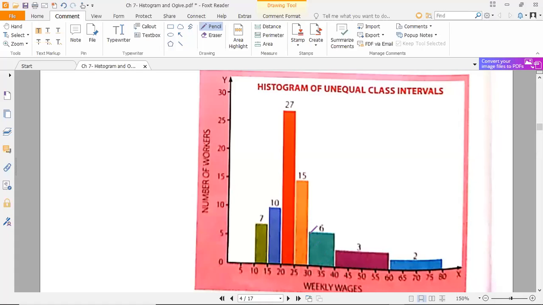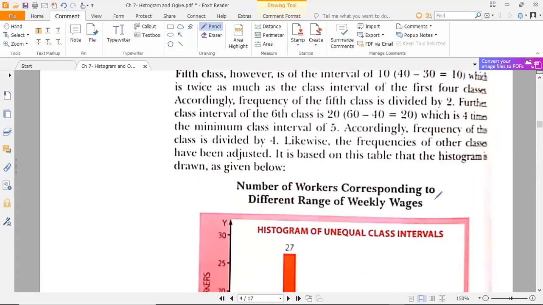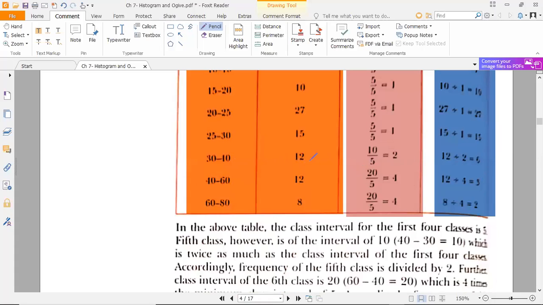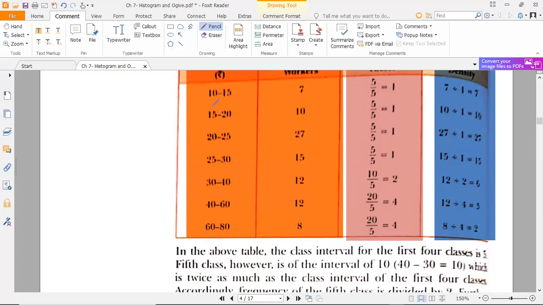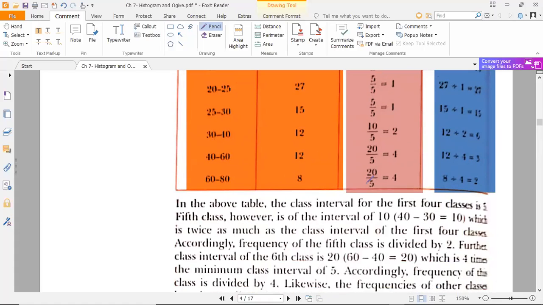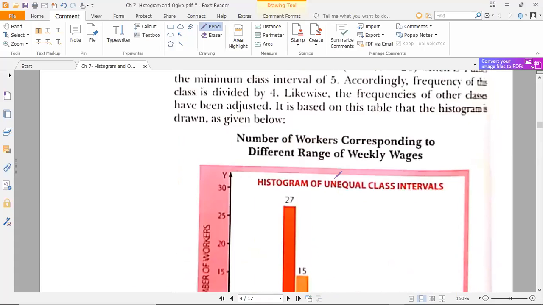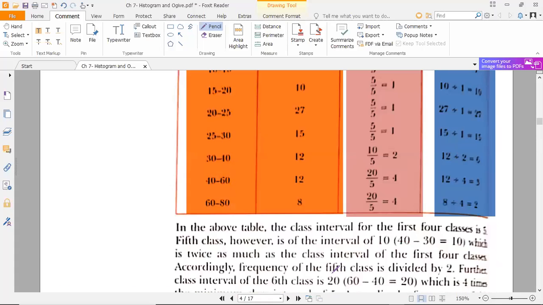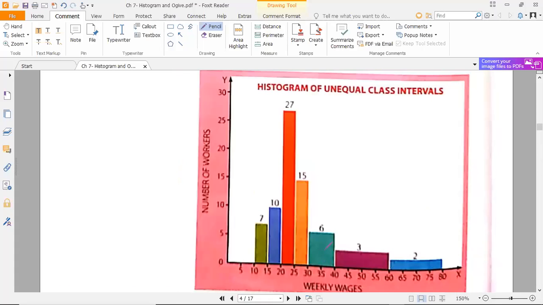So see, the width has been doubled, whereas the length has been halved. Now see, what does this mean? This means that since your width is double, 10 to 15 width is 5, 30 to 40 your width is double. So that is why you have halved the length. So that's why instead of 12 you are marking only 6.